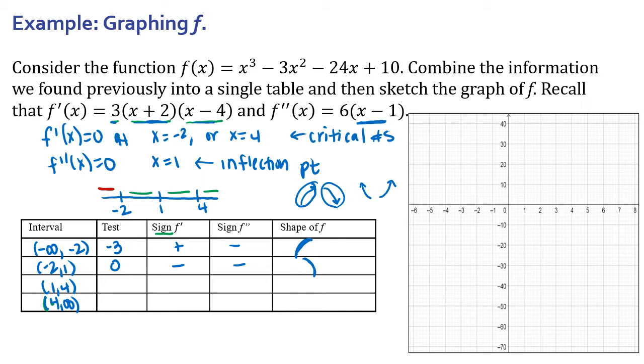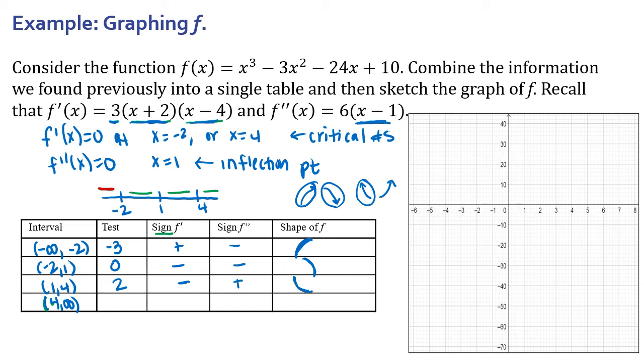From 1 to 4, let's use the test point of 2. So at x equals 2, this is going to be the sign of the first derivative. We've got +3, +4 times -2, so that's going to end up being negative. The sign of the second derivative, when I substitute 2 into the second derivative, I get 6 times +1, which is positive. So this is going to be a decreasing function that's concave up, so it's going to be in this shape.